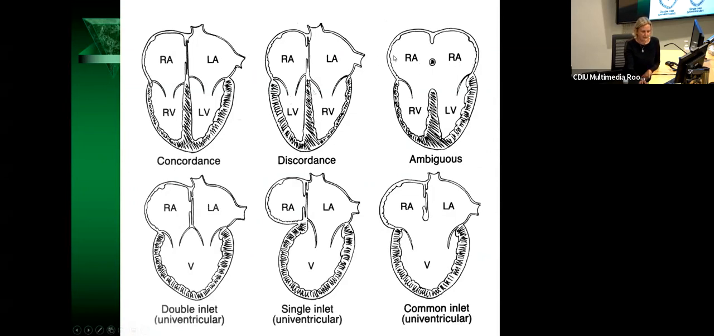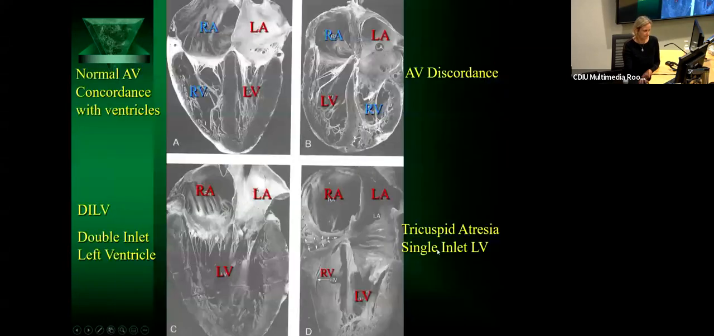RA to right atrium, so atrial isomerism, going to RA and LV is ambiguous. RA and LA going to univentricle. There's our tricuspid atresia, RA, LA, single inlet, right, to the ventricle, and then RA and LA going into a complete univentricle.